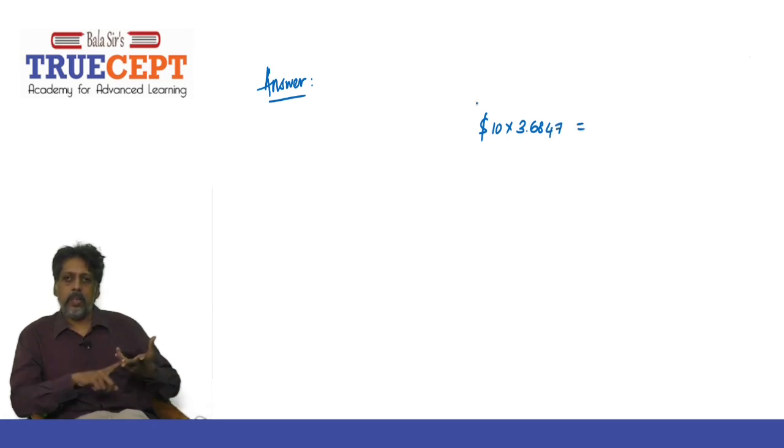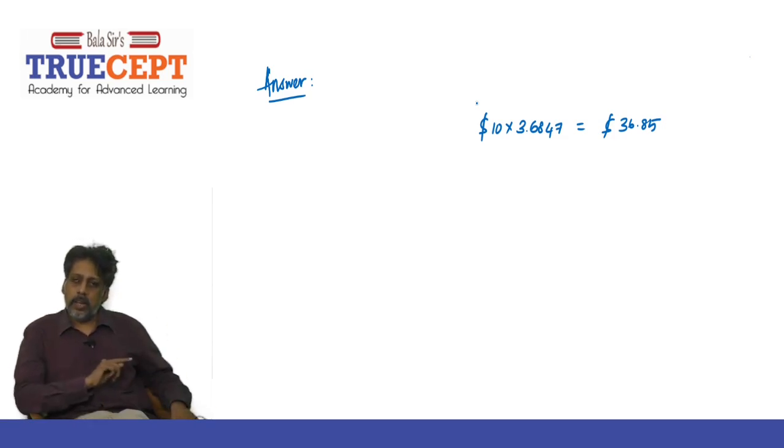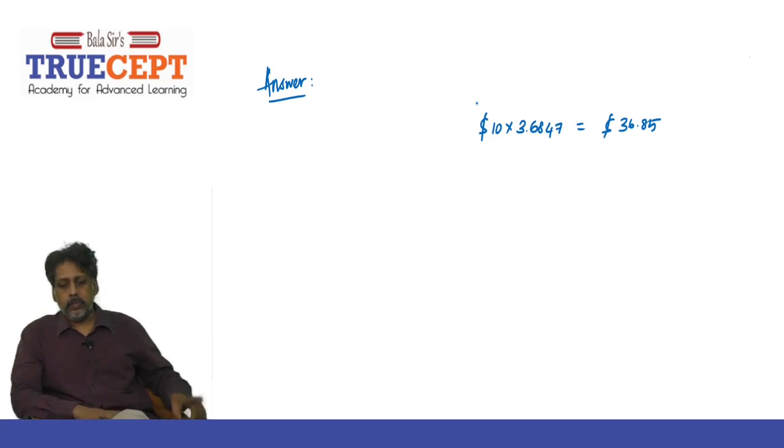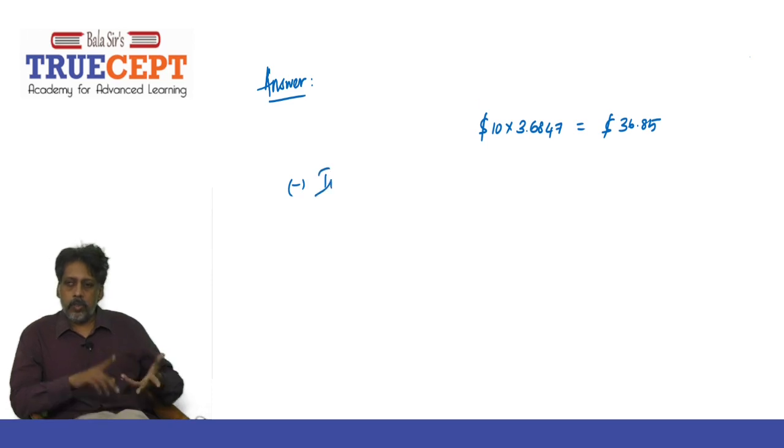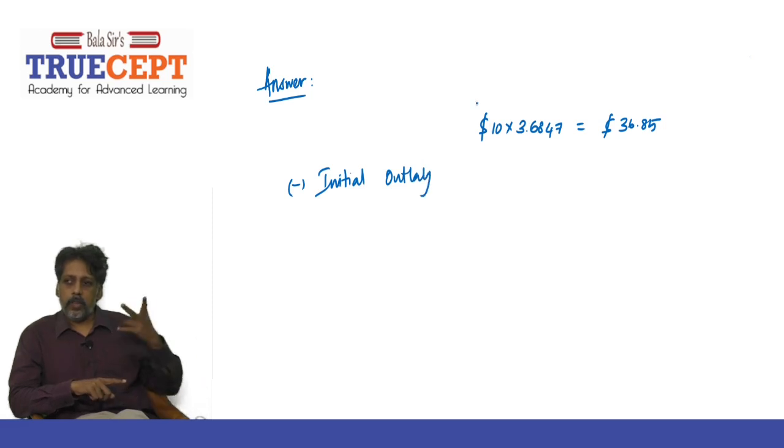Multiply. So how much do you get? Around 36 lakh. It is 36 lakh 85,000. Dollars, 85,000, right? Yeah. Okay, minus the initial outlay. How much? $30 lakh, you subtract. Is that fine? Now how much do you get?